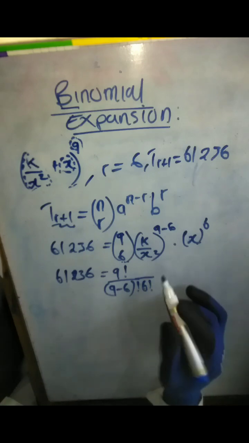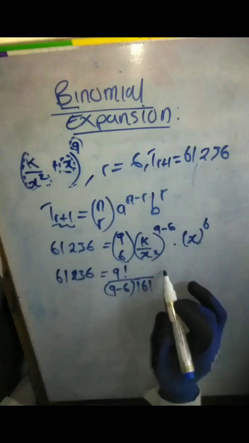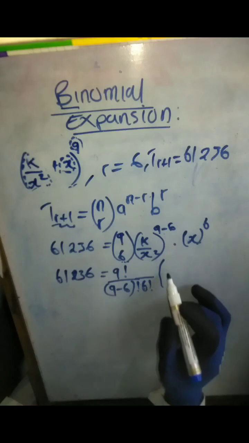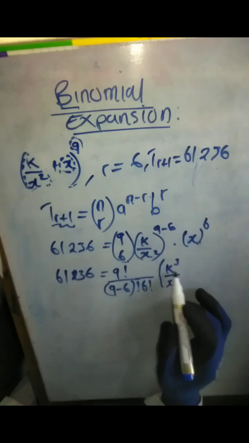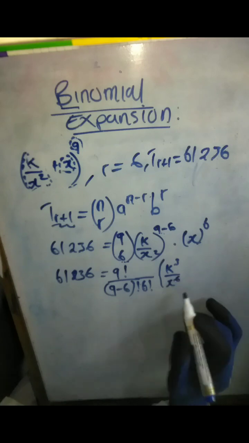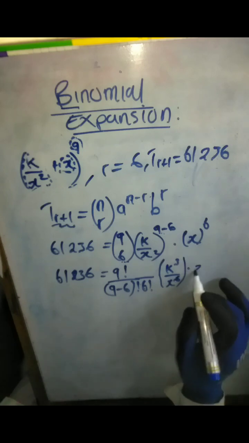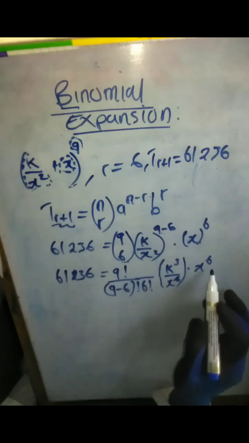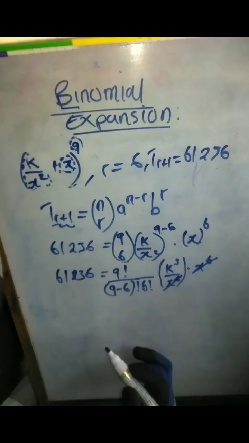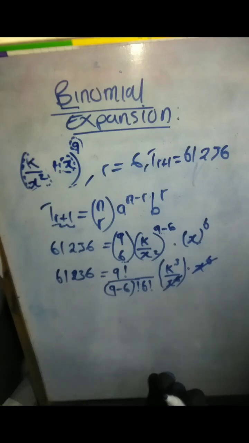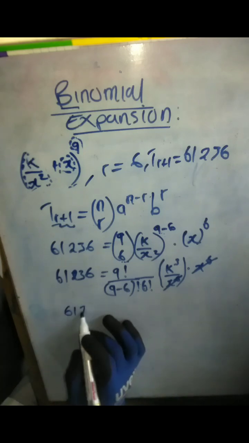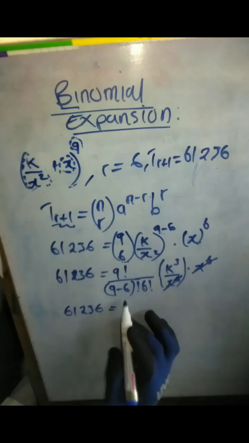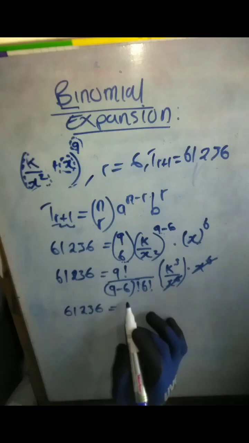Then multiply this by what? Then this other one will just be, now we're going to have k, 9 minus 6 is 3, k to the power 3 over x to the power 2 times 3, it's 6. Then multiply this by x to the power 6. Now if you check, x to the power 6 and x to the power 6 cancel, because this term is independent of x, so it shouldn't have any value of x in it. Then we can now have 61 236 equals the 9 factorial.